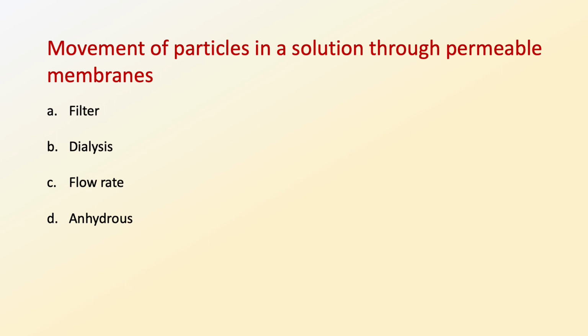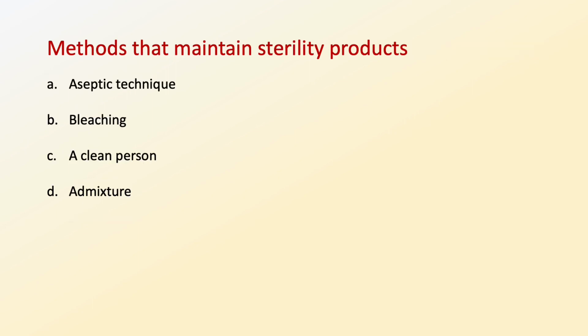The next question is, movement of particles in a solution through permeable membranes is known as what? The following options are A, filter, B, dialysis, C, flow rate, or D, anhydrous. So movement of particles in a solution through permeable membrane is generally referred to as dialysis. So the correct option is option B, which is dialysis.